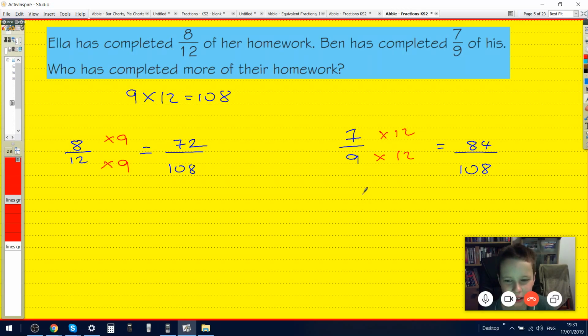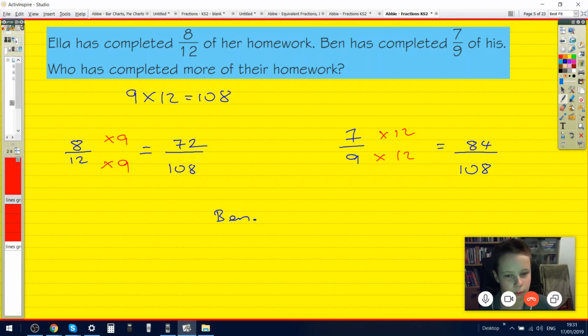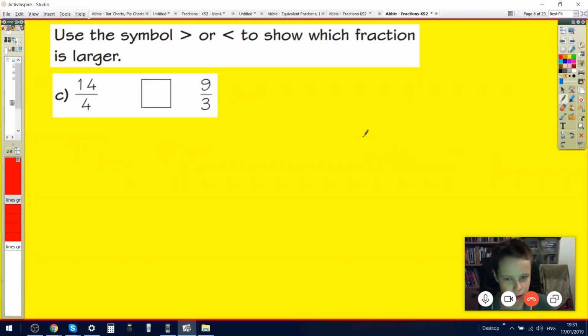Okay, and so who did more homework? Ben? Yes, Ben completed more. And that method of multiplying it by the other one will always work. 12 times 9 gives you 108. So it was 8 times 9 and then 7 times 12. Okay, what symbol goes in the middle here? How do you do that?